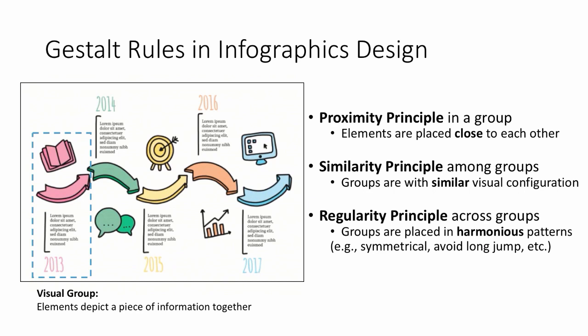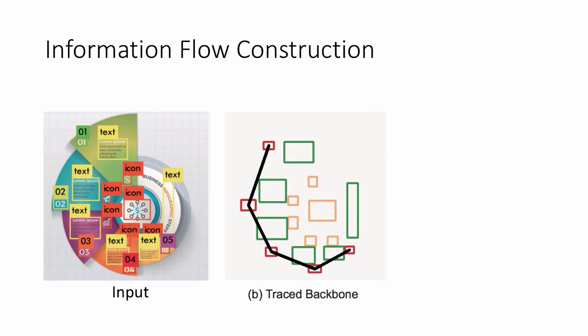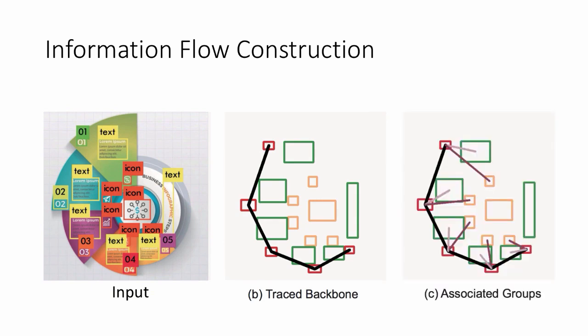So with those principles, the basic idea in VIF construction is we first take those detected elements as input, then we construct the backbone, and then we associate those elements in a group. We developed a rule-based algorithm. The key idea is to score all possible tracings of those elements and choose the best one.